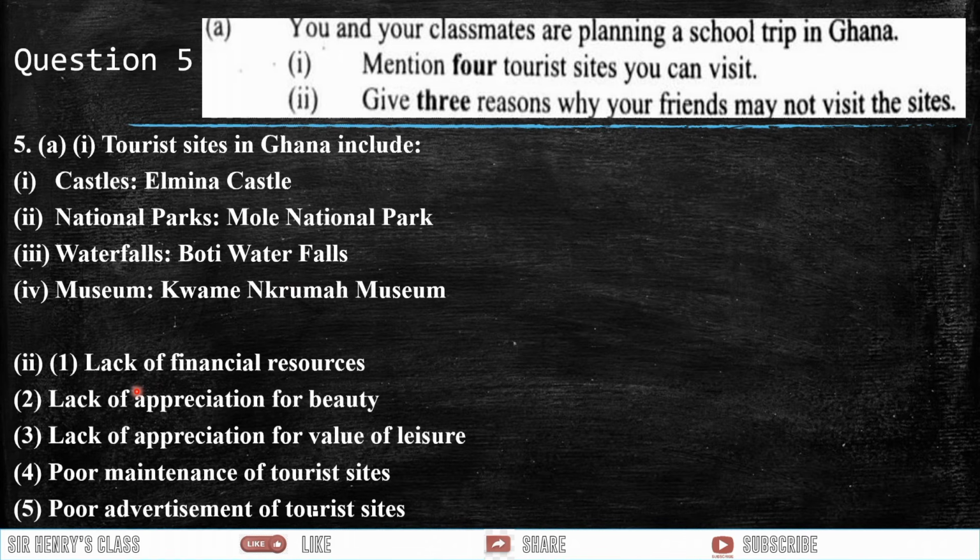And reasons why they may not visit the site: one, lack of financial resources. So people are even unable to afford a 3 square meal. How much more of them embarking on a tour? Lack of appreciation for beauty. People's sense of appreciation for beauty is very low, and that might not get them interested in tourism. Lack of appreciation for the value of leisure. Poor maintenance of tourist sites and poor advertisement of tourist sites.